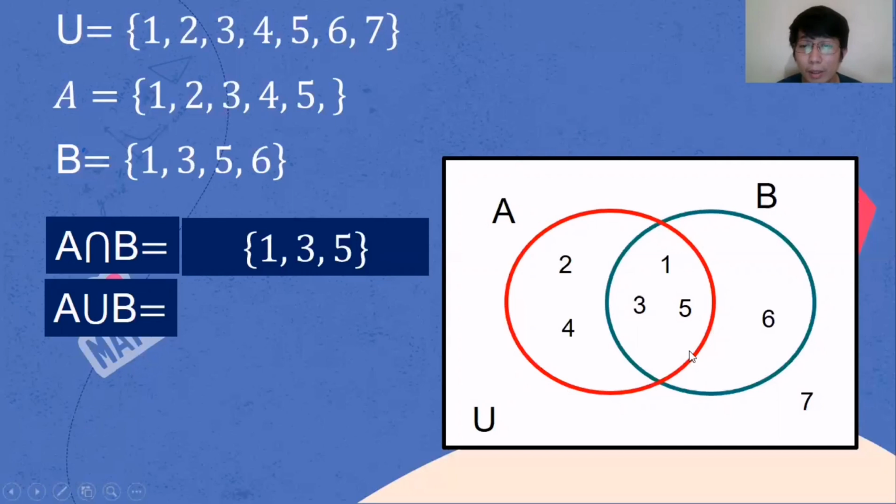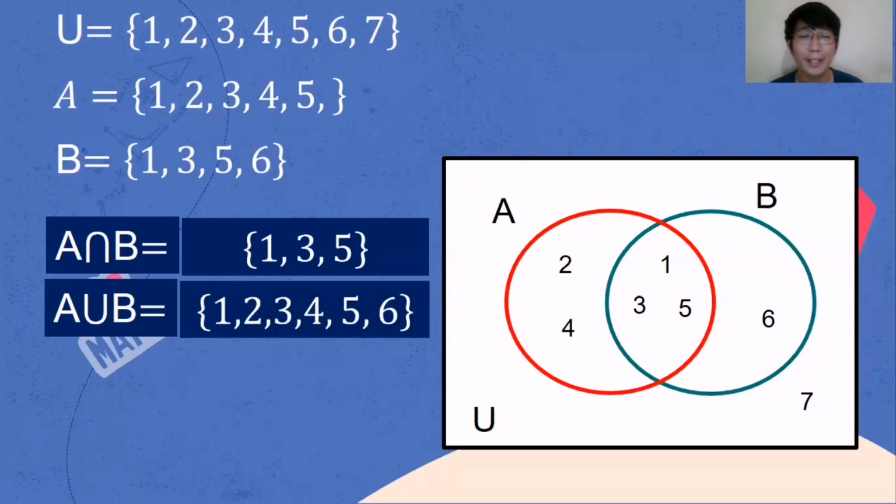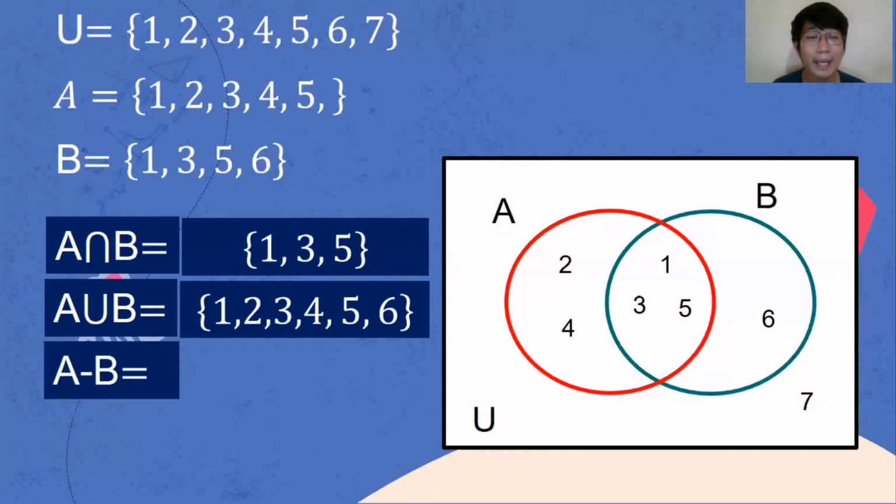A union B. Ibig sabihin po, we list down all the elements of A and elements of B. That is A union B. What are those elements? Very good. 1, 2, 3, 4, 5, 6. I hope you followed. Next, what is A minus B?